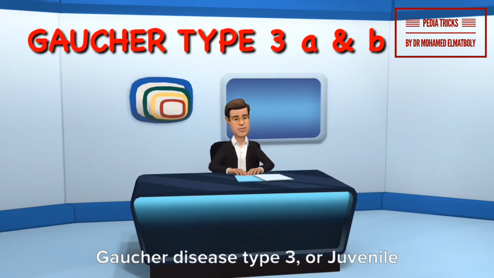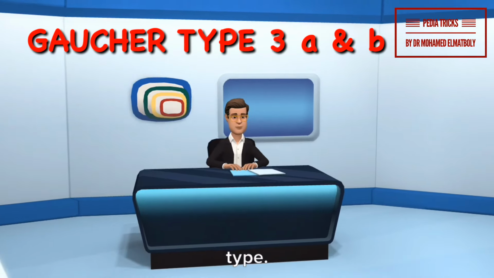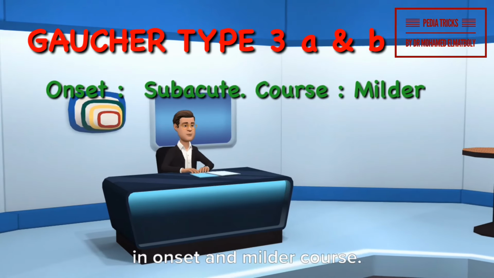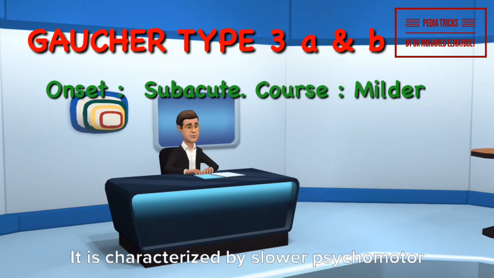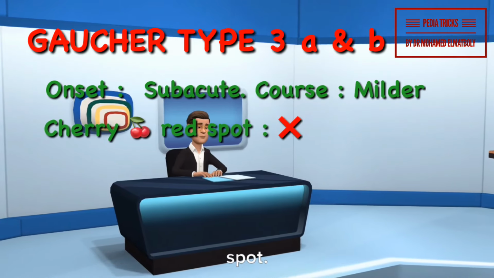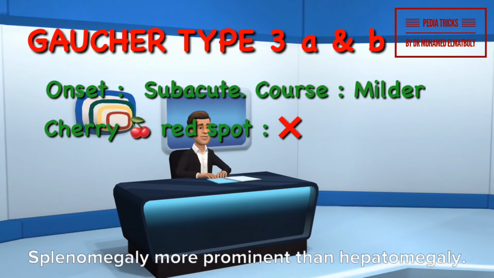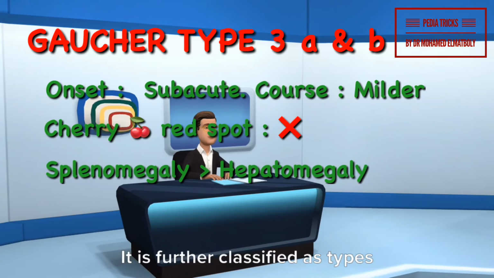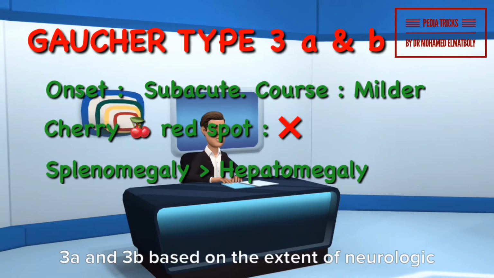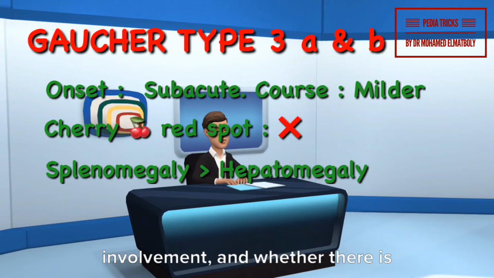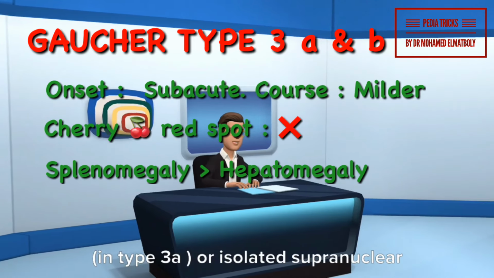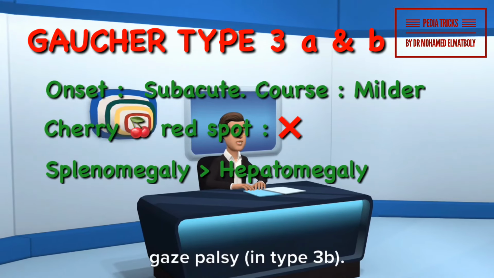Gaucher disease type 3, or juvenile type. It is similar to type 2 but subacute in onset and milder course. It is characterized by a slower psychomotor deterioration pattern, no cherry red spot, and splenomegaly more prominent than hepatomegaly. It is further classified as types 3A and 3B based on the extent of neurologic involvement, and whether there is progressive myoclonus and dementia in type 3A or isolated supranuclear gaze palsy in type 3B.